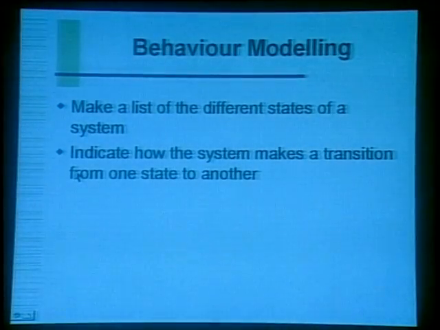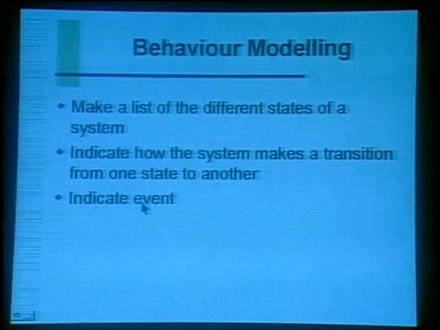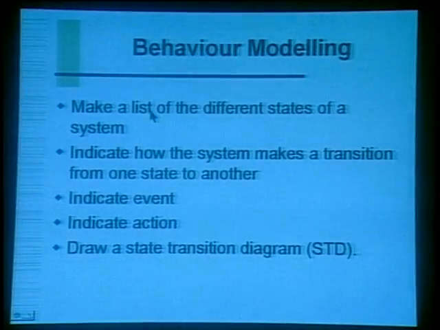Then you should indicate how the system makes a transition from one state to another state. What makes a system change the state? Then, what are the events which the system should respond to? And you should note one important thing here. We are not interested in all and every event that happens in the environment of a system. We should be interested in capturing only those events to which our system should respond, and the rest of the events should be simply ignored. And we should indicate the action the system should take in response to different events. Once we have all that information available to us, then we can draw a state transition diagram.